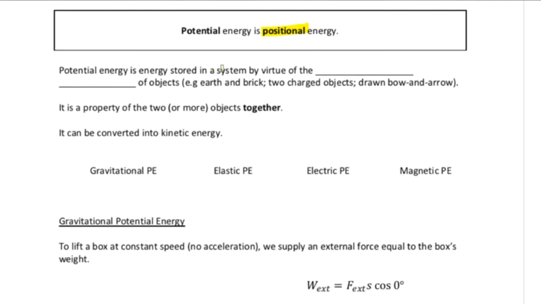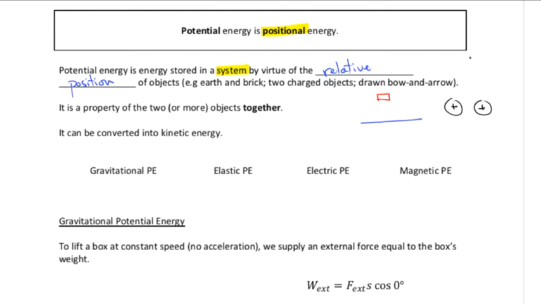Potential energy is energy stored in a system, that is a collection of objects that we're thinking about together, by virtue of the relative position of the objects in that system. So for example, if we are lifting a brick above the Earth, then it's the relative position of the brick and the Earth. If we have two charged objects, then it's their position relative to each other that is storing potential energy in the system.